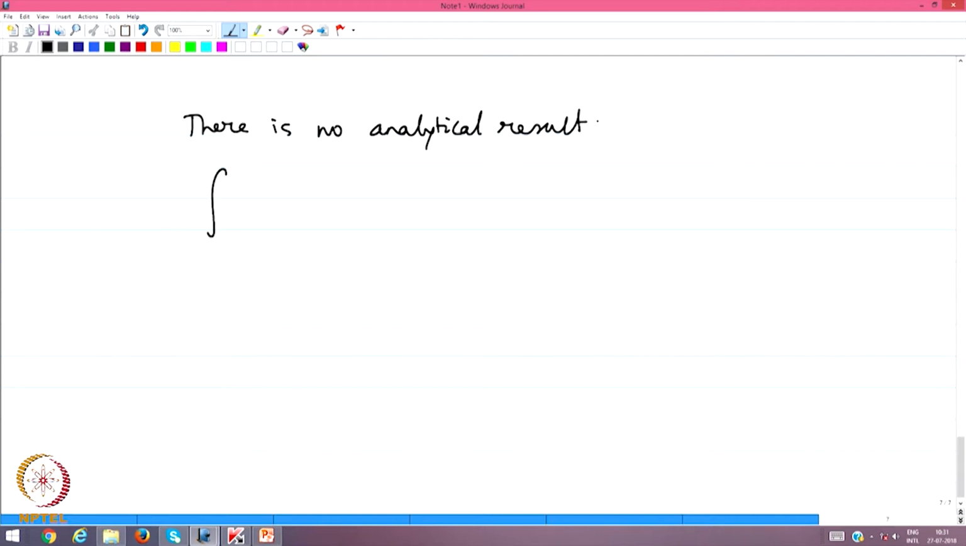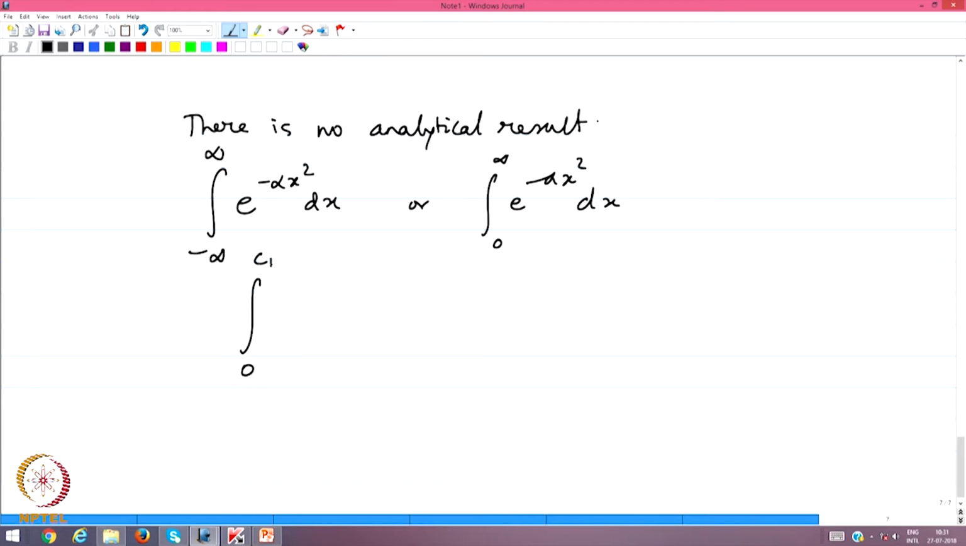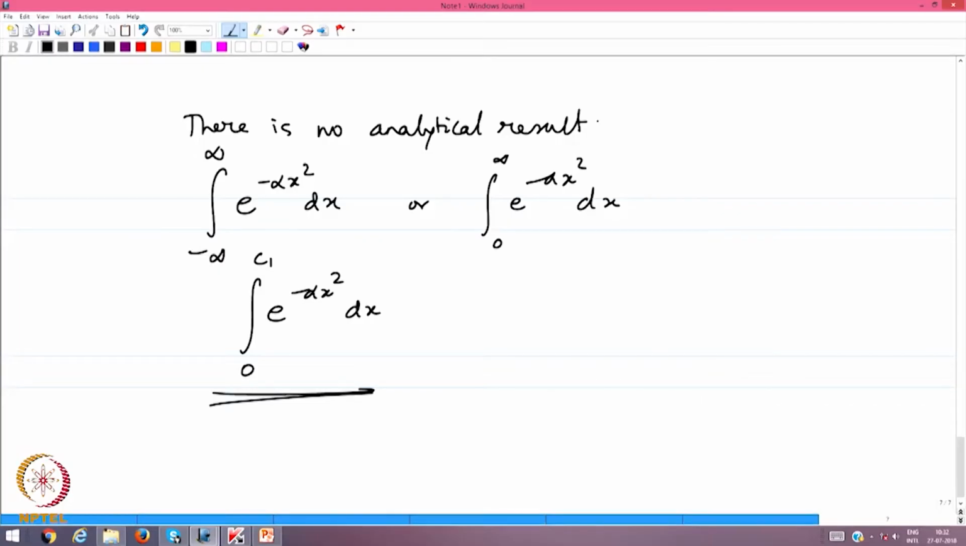There is analytical result only for this integral, minus infinity to plus infinity e to the minus alpha x square dx, or 0 to infinity e to the minus alpha x square dx. If you have to calculate this from say 0 to some constant c of e to the minus alpha x square, this function is actually known as the error function. Okay. Therefore, the calculation for these integrals has to be done numerically, and there are numerical tables available.